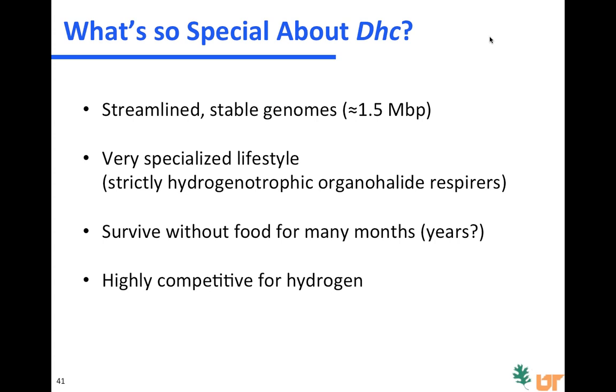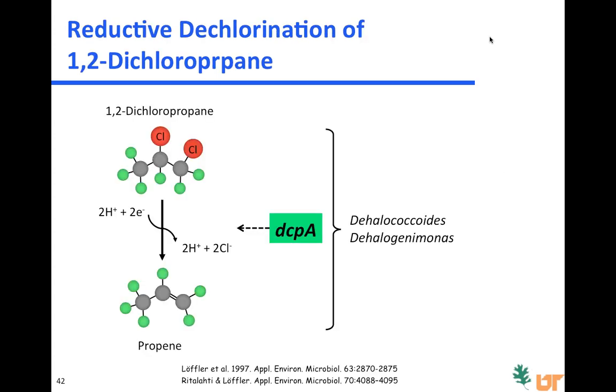Another thing is when you have Pseudomonas without food, or many other organisms, they don't survive very long. So we have experiments where we didn't feed the helicoccoides for many months or even years. If you provide them with chlorinated substrate and hydrogen, they recover very quickly and do the job. So another unique feature. And then they're also very competitive for hydrogen. So very low hydrogen concentrations they can utilize. I see I have to talk a little faster.